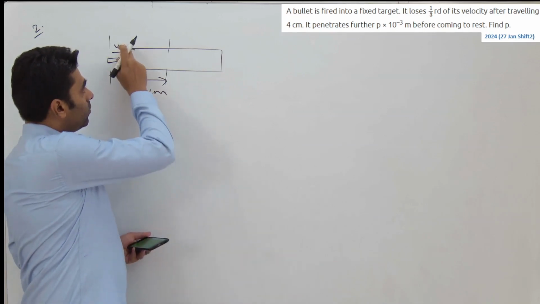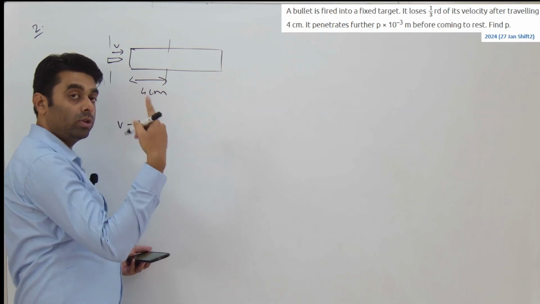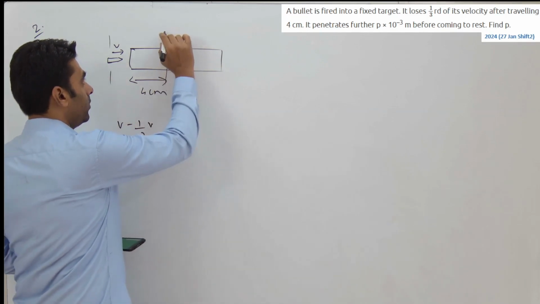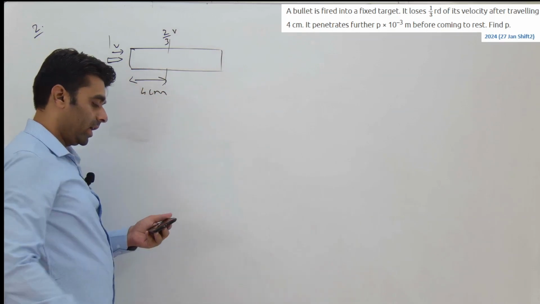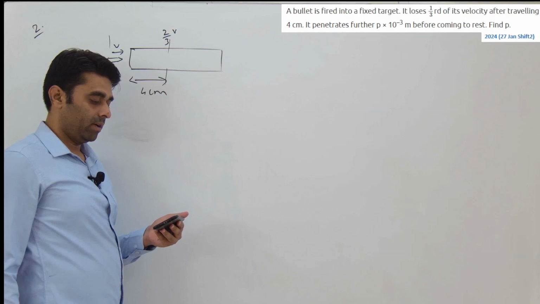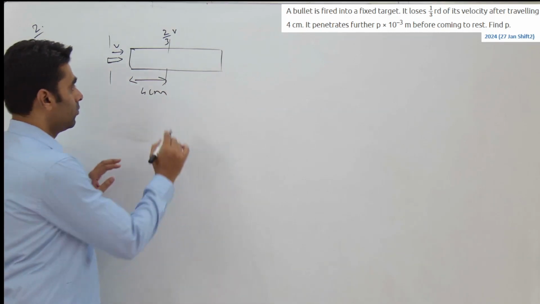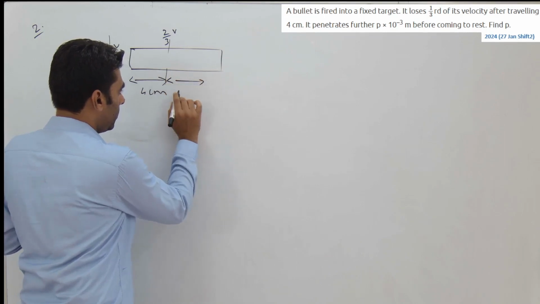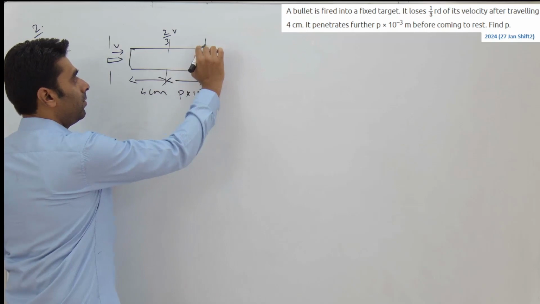If it loses 1/3 of the velocity, that means v minus 1 by 3 v, so 2/3 of the velocity will be left. Next it says it penetrates further p into 10 power minus 3 meter before coming to rest. Find p. So p into 10 power minus 3 meter is the distance it travels before coming to rest.